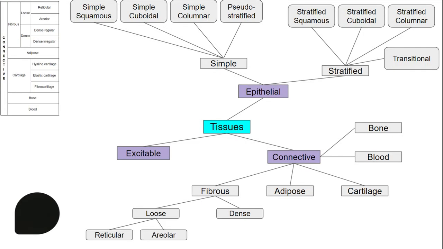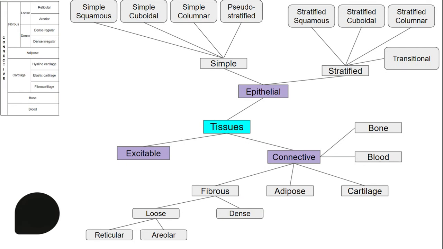We also have areolar tissue. I think of this as like the glue of our body. It has a lot of open space for materials to kind of come in and out, like blood vessels, nerves, right? We have some under our skin. It holds tissues in place, holds other kinds of tissues in place.